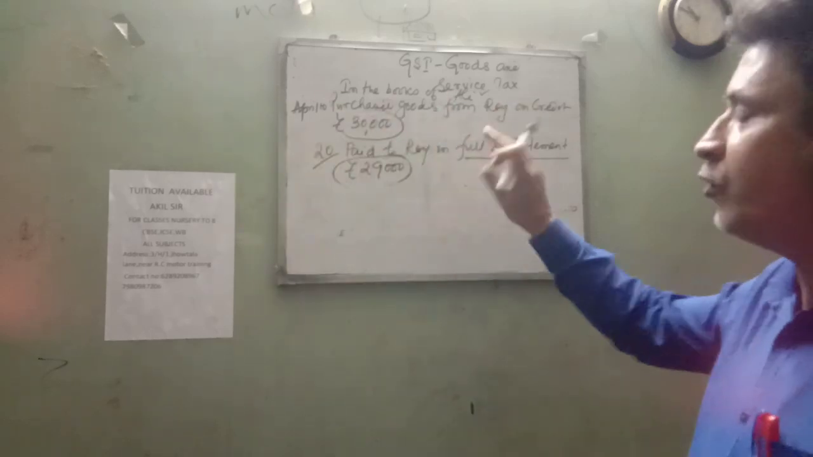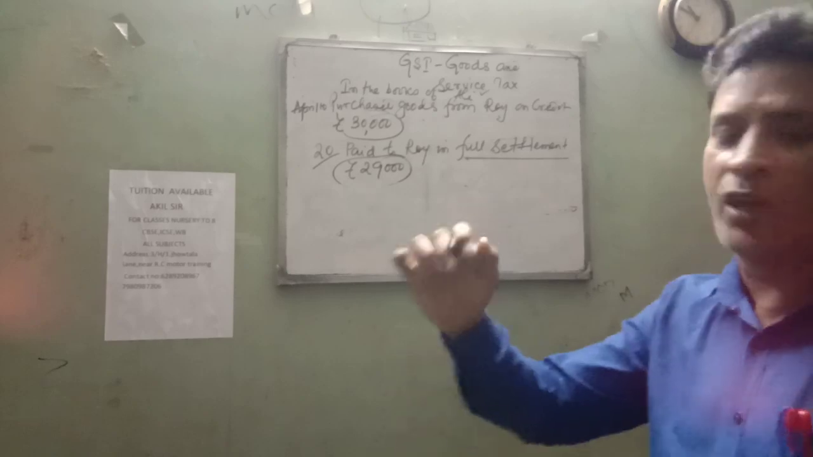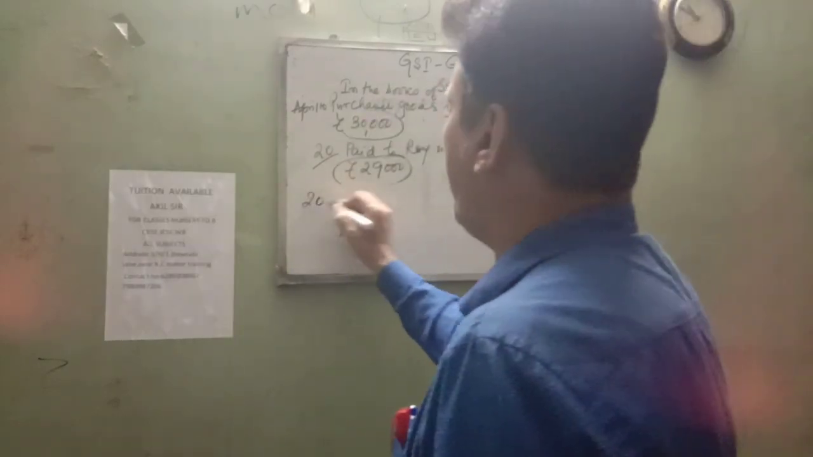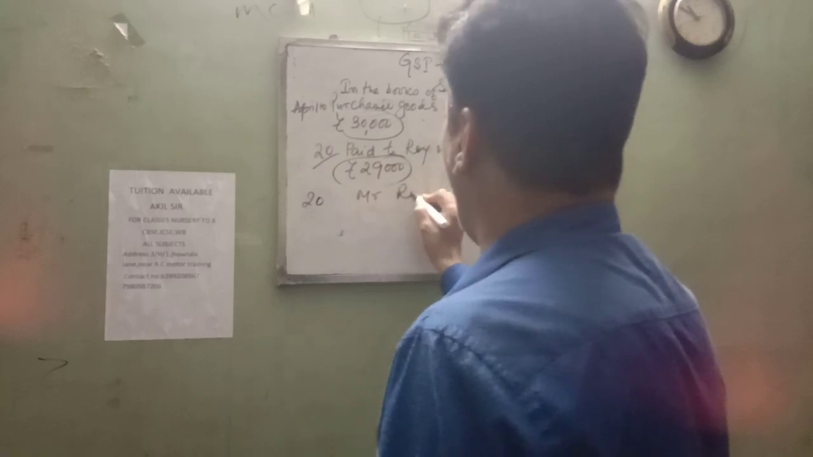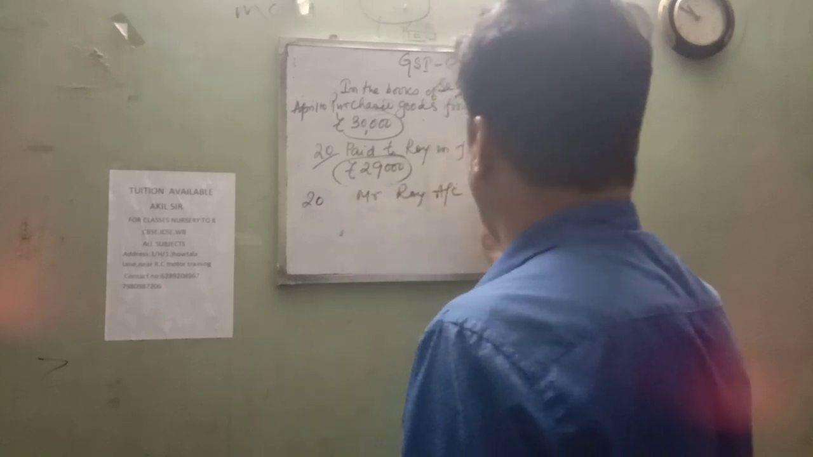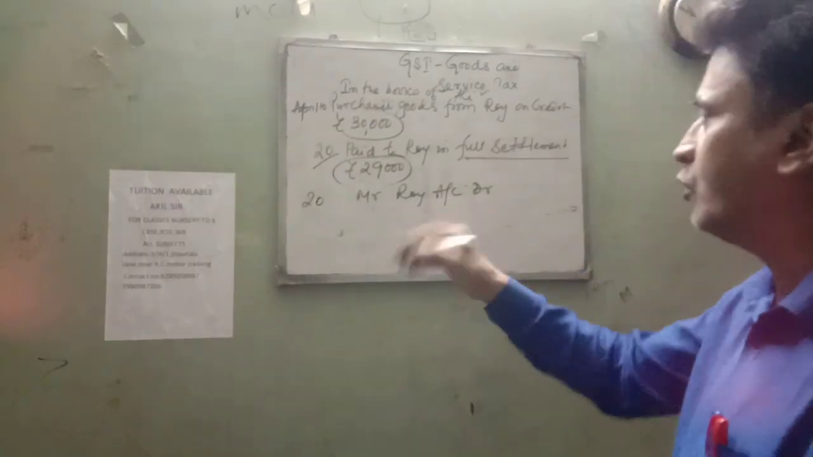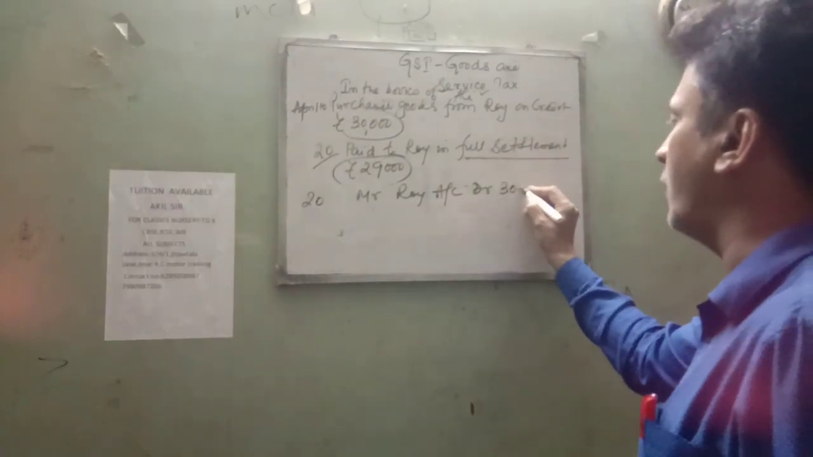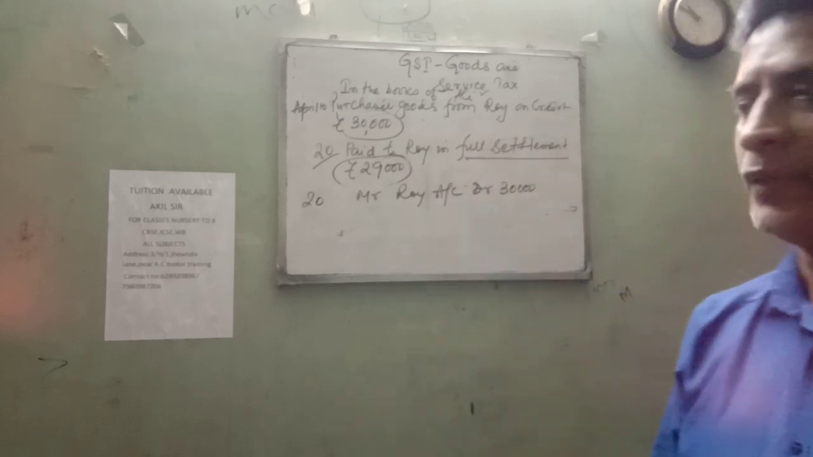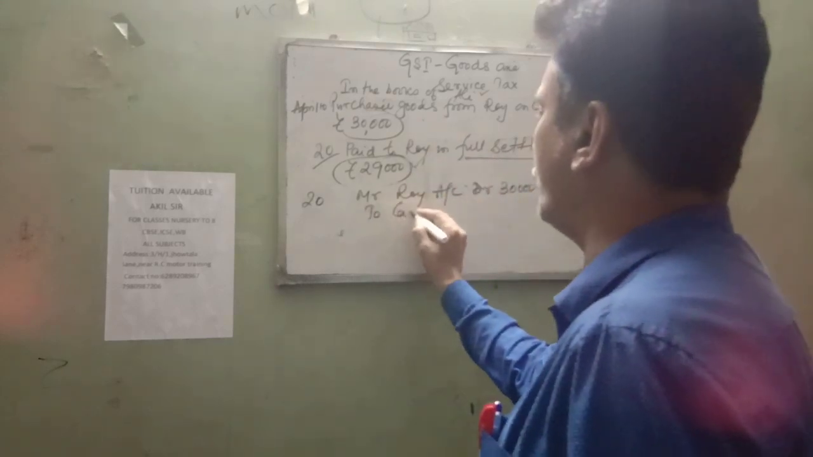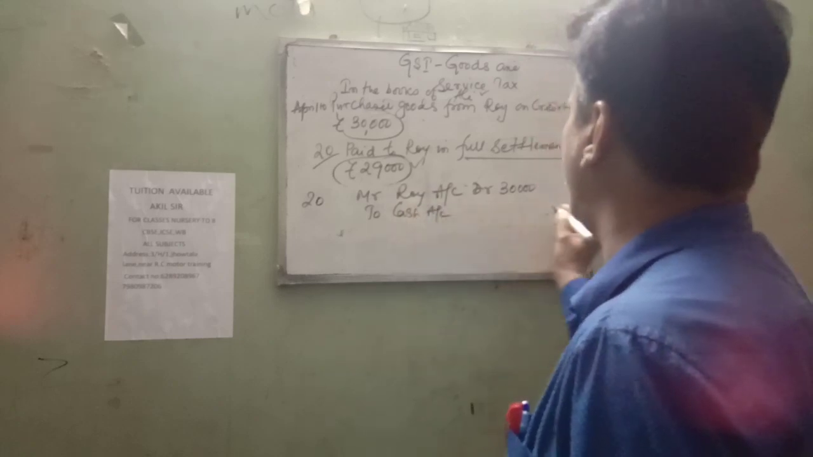But when it is given full settlement, हम लोग क्या करेंगे? Mr. Roy जितना क्रेडिट था पूरा डेबिट कर देंगे. So 20 को क्या एंट्री पास करेंगे? Mr. Roy account debit. The amount which was credited 30,000. Now it is fully debited because there is no question of further payment to Mr. Roy. How much we are paying? We are paying 29,000. So to cash is 29,000.